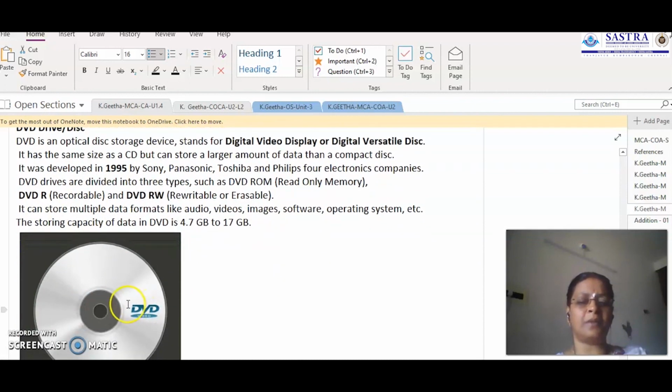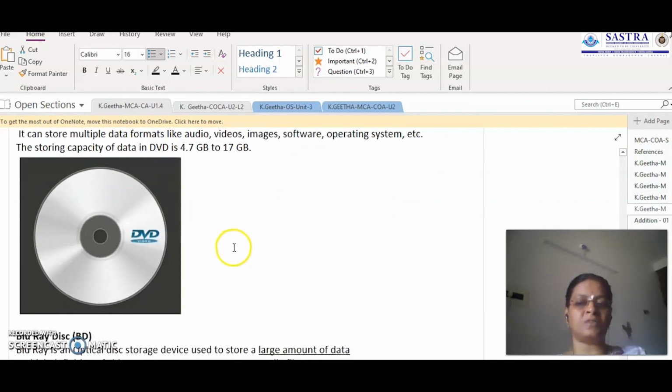So it is very similar to CDs, except that the capacity is going to be huge. DVD recordable and DVD rewritable and erasable options are available, and we can store any of the media content whatever we are dealing with for processing and to be stored in this DVD. The storage capacity of the data usually will be in the range of 4.7 GB to 17 GB. To that extent, the size is going to vary.